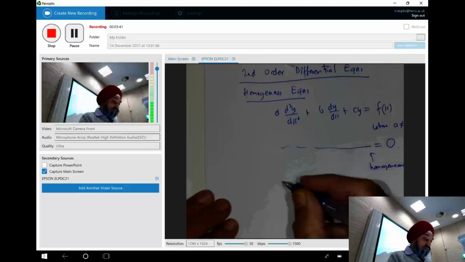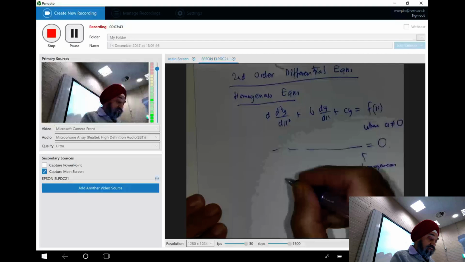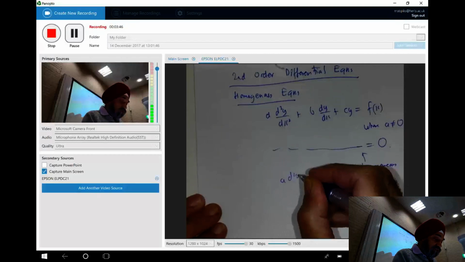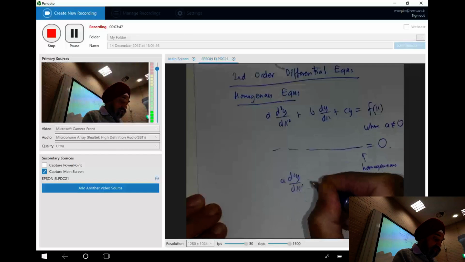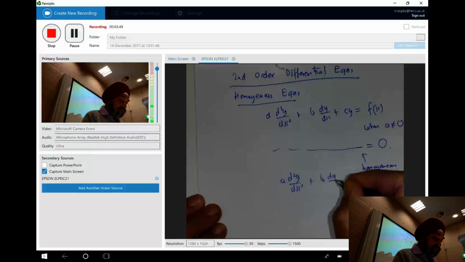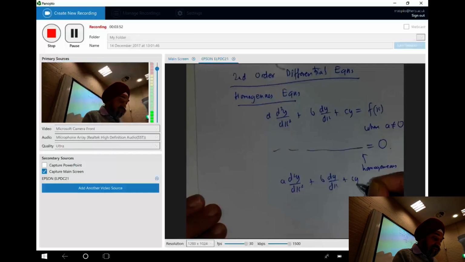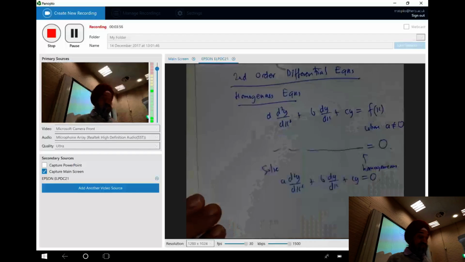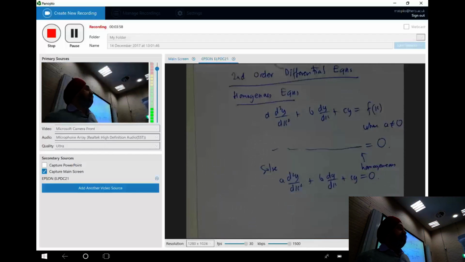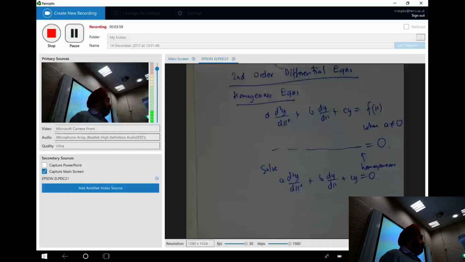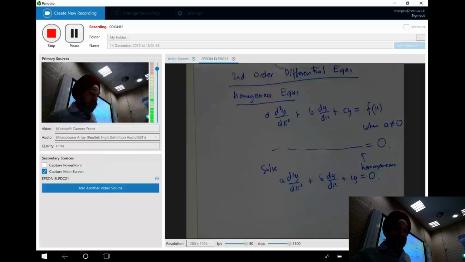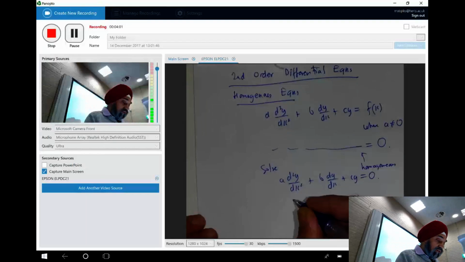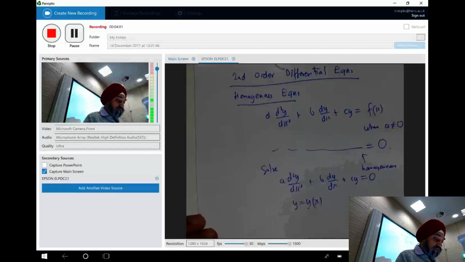Now, if you want to solve this differential equation, a d2y/dx squared plus b dy/dx plus cy is equal to 0, what does that mean? If I say solve, what are you trying to find? Yeah, you're trying to find y, aren't you? A function of x. Y is some function of x. Can you find a y? Can you find y, some function of x, y(x)?